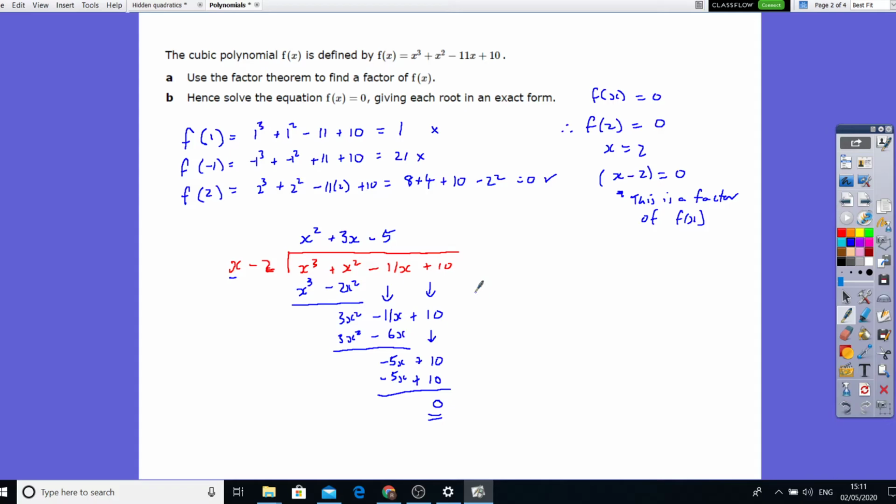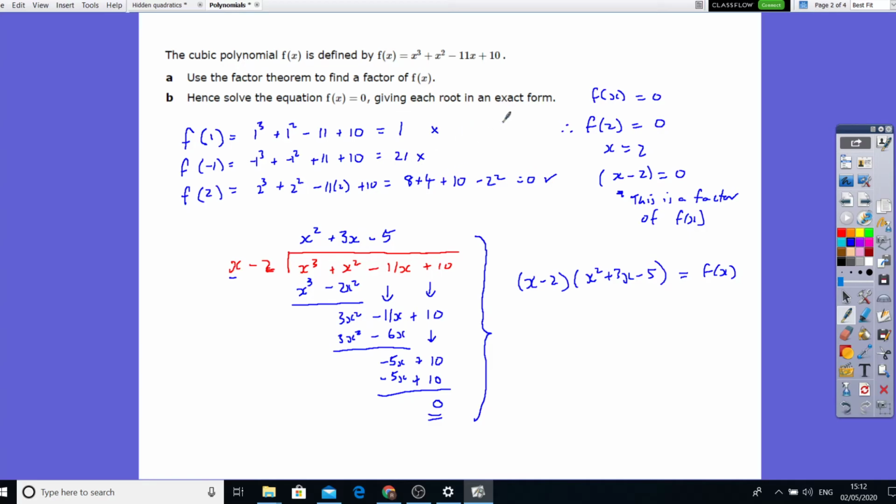Okay, so now we have got a linear factor, which is then going to be multiplied by my quotient here, which is x squared plus 3x minus 5, to equal f of x. So these two multiplied together are going to give me the function f of x. That was the quadratic factor and that was the linear factor.